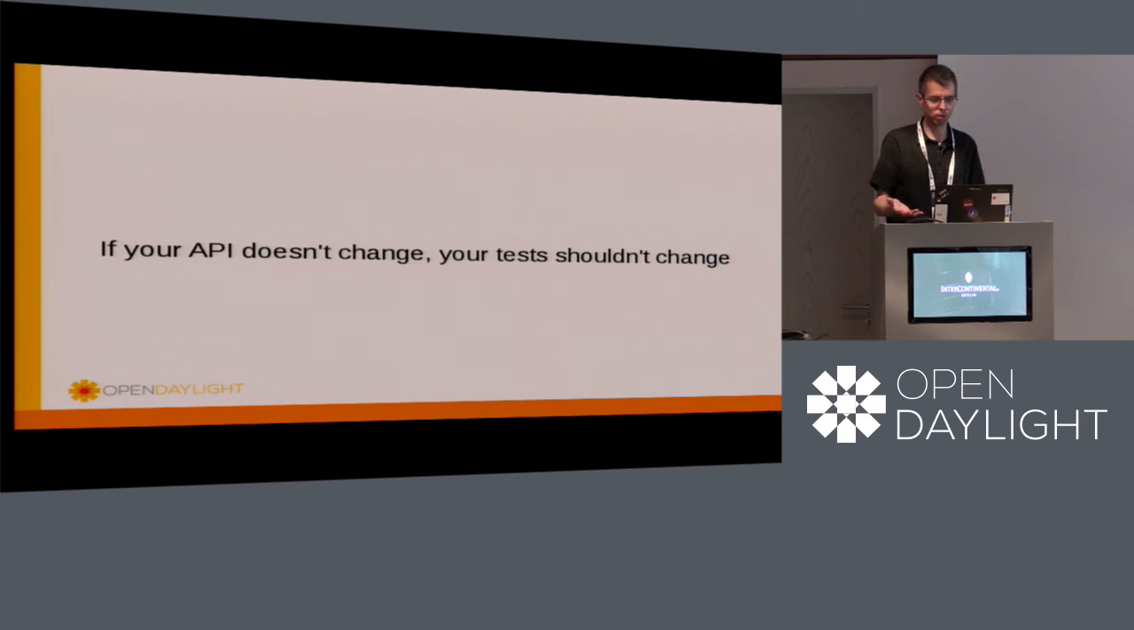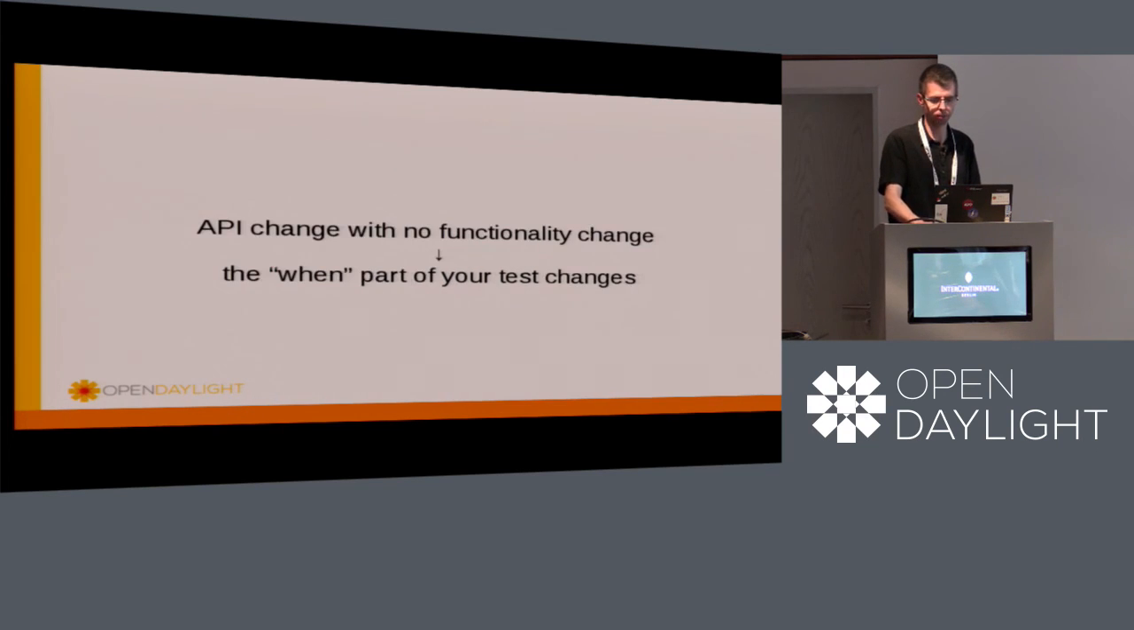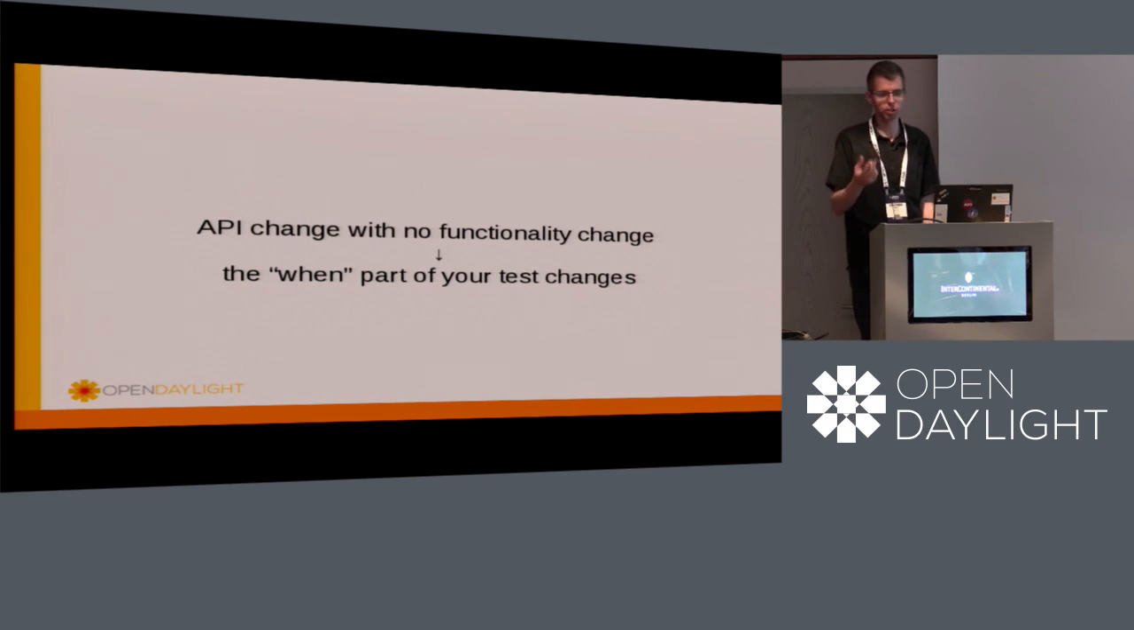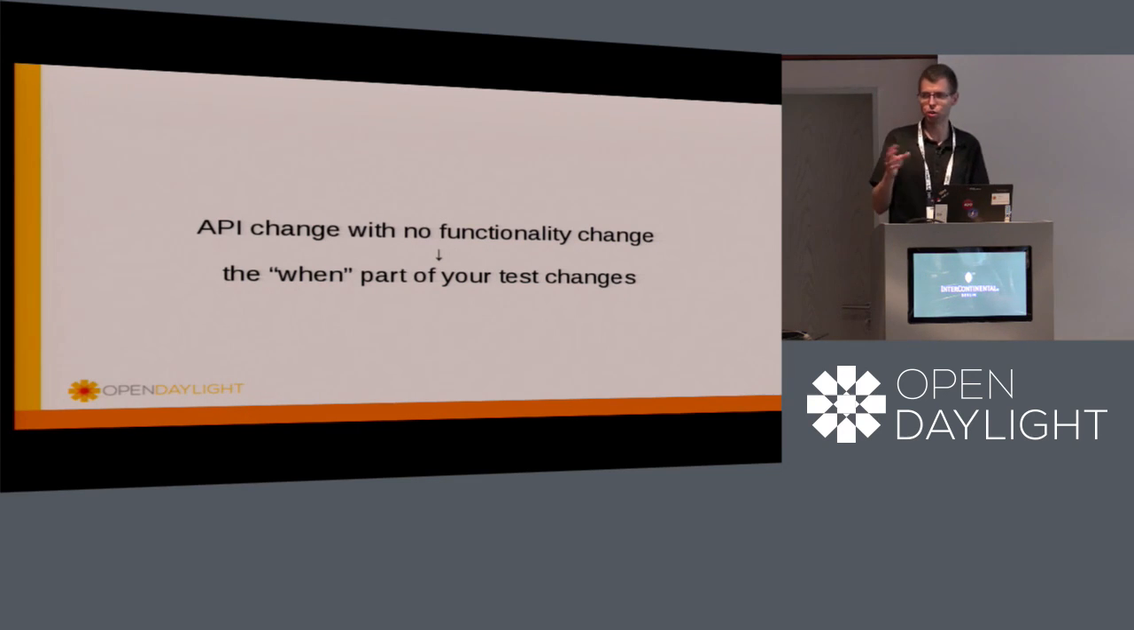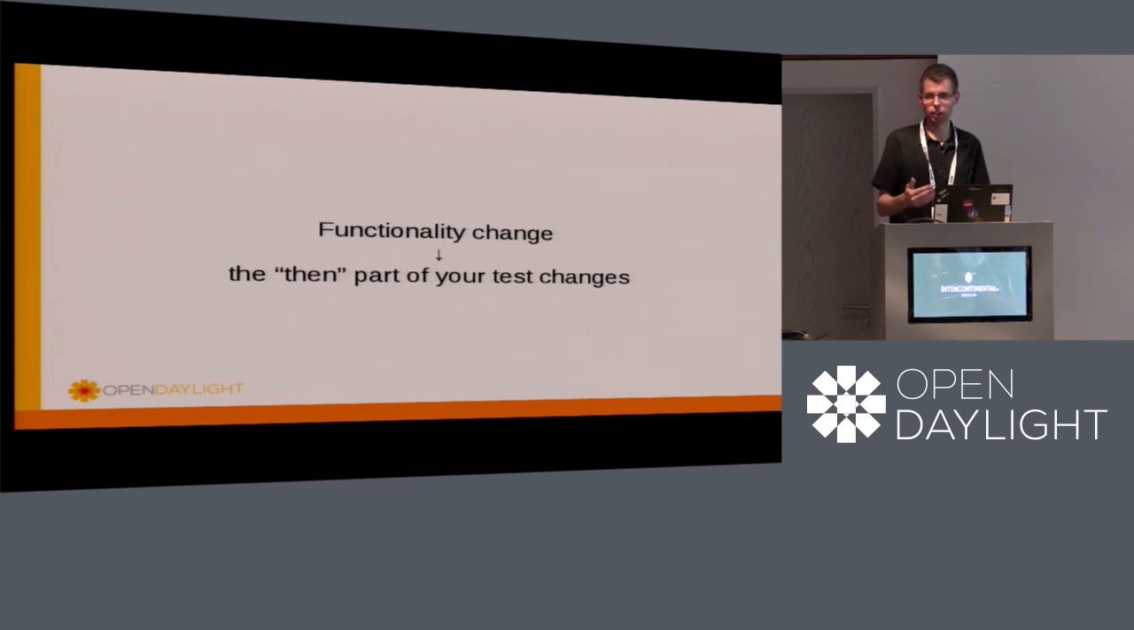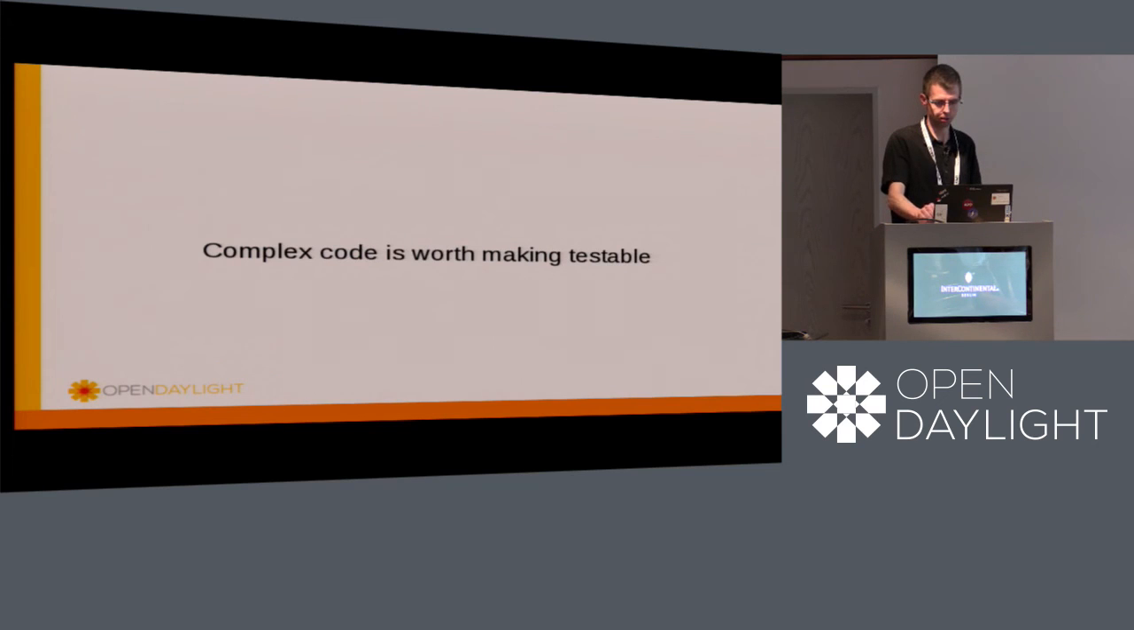The benefit of writing tests this way is that if your API doesn't change, your tests shouldn't change. That means you can rewrite your implementation, and that gives you a very, very useful safety net. If your API changes, but the functionality itself doesn't change, so you're just changing parameters or something like that, then the when part of your test changes, but not the then part. That's useful verification again. And finally, if the functionality itself changes, then the then part of your test changes.